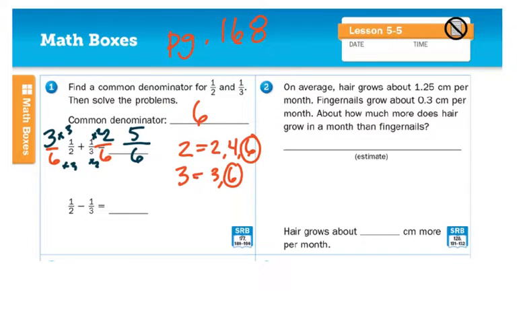1/2 minus 1/3. Well, we know that 1/2 is the same as 3/6. 1/3 is the same as 2/6. And now I can do 3 minus 2 is 1. 6 I keep the same.